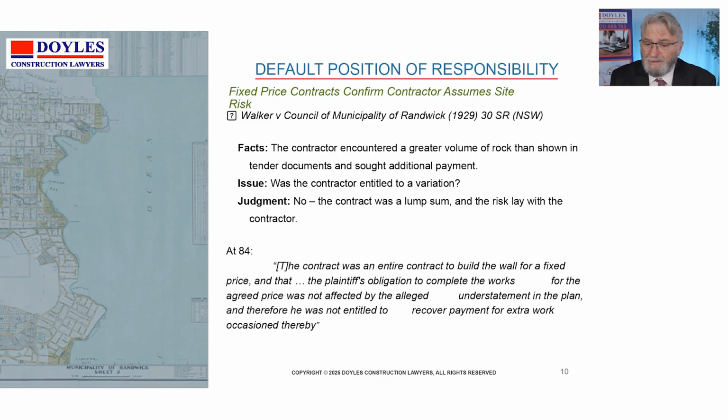The other aspect, as an example of a fixed price contract, is a contract back in 1929 when the world was young and people were just getting out of the Depression. The contractor encountered a greater volume of material than the tender documents indicated and sought additional payment. And the court's judgment was, no, it's a lump sum, bad luck. The contract was an entire contract to build the wall for that price, and the plaintiff's obligation was not affected by the information that he'd been provided or the assumptions that he'd made. He took the risk, and the court thought that he should bear it.